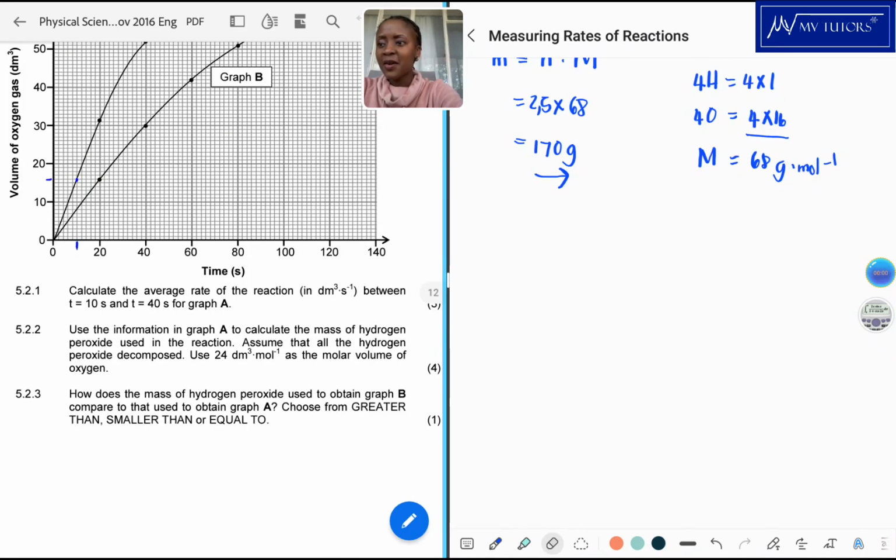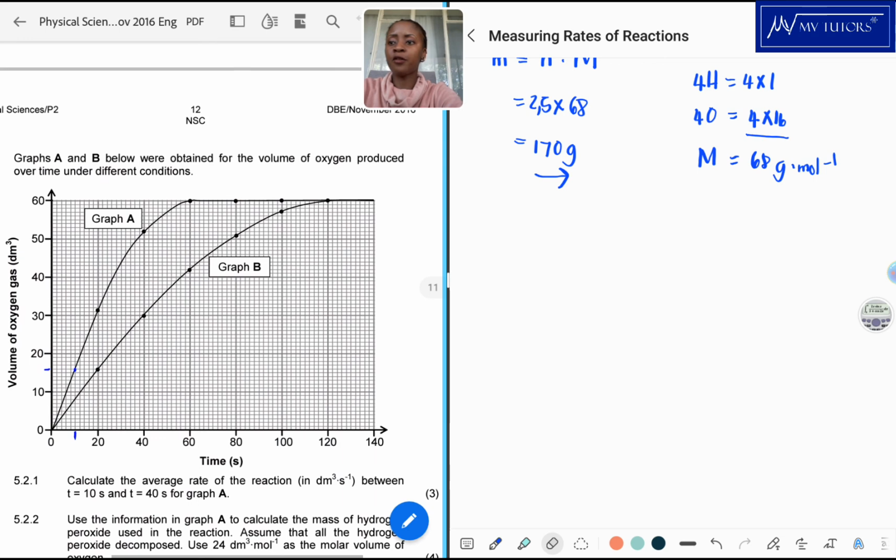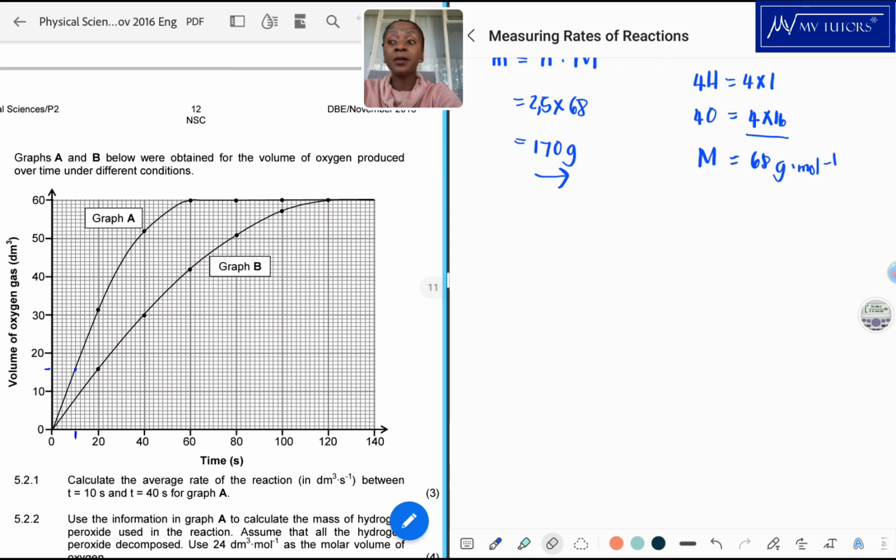Alright, the last question, 5.2.3, it is 1 mark. So let's see. How does the mass of hydrogen peroxide used to obtain graph B compare to that used to obtain graph A? Okay guys, if you look at graph A, it has a steeper gradient. So it means that for it to reach 60 cubic decimeters, it reached there quite quickly. For graph B, to reach 60 cubic decimeters, it took a rather longer time.